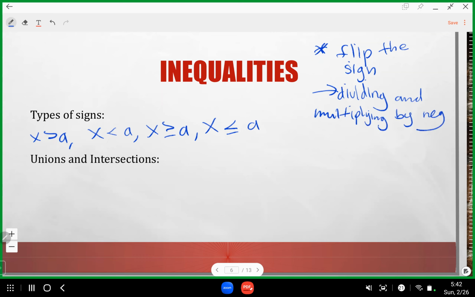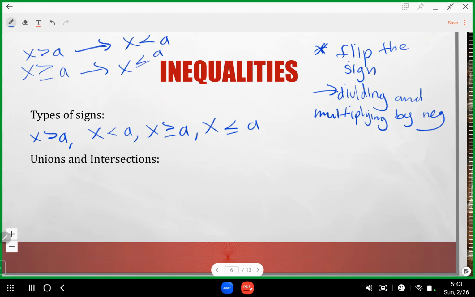So when you're dividing or multiplying by a negative number, you must flip the sign. And what do I mean by flipping the sign? When you have x is greater than a, that turns into x is less than a. If you have x is greater than or equal to a, it turns into x is less than or equal to a. Right? Very self-explanatory.